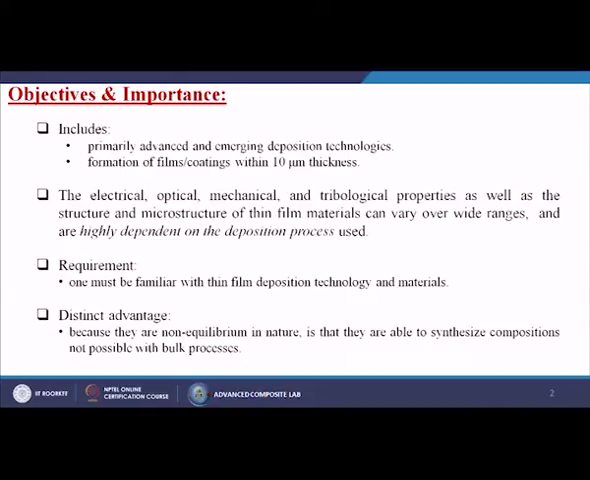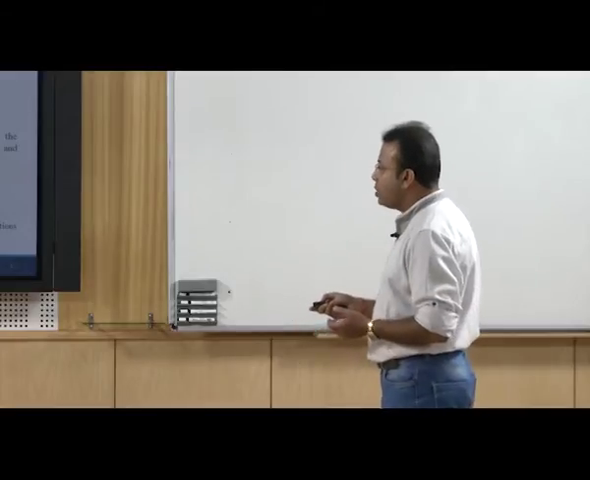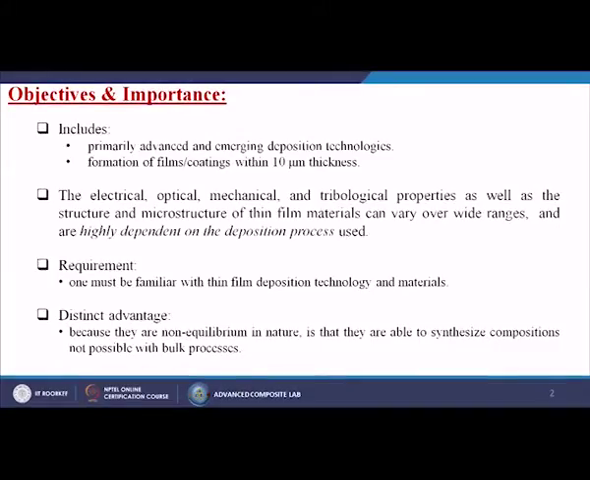The electrical, optical, mechanical, and tribological properties can be enhanced, generally the physical properties of that material. Next requirement: one must be familiar with thin film deposition technology and materials. We should know about the thin film technology by which we create thin film depositions onto the material surface. A distinct advantage, because they are non-equilibrium in nature, is that they are able to synthesize compositions not possible with bulk processes. So, these are all distinct advantages.